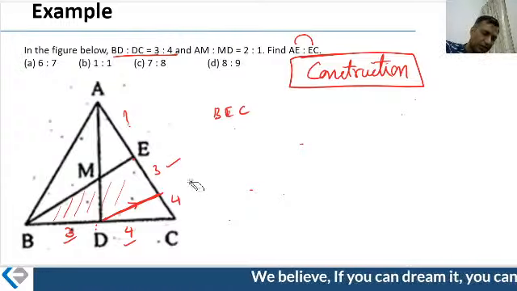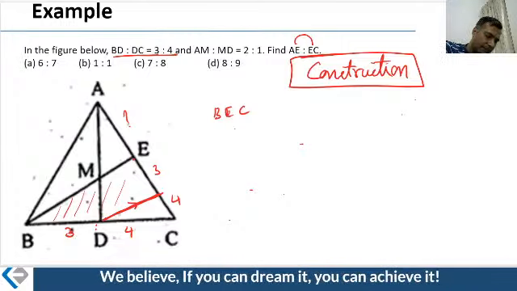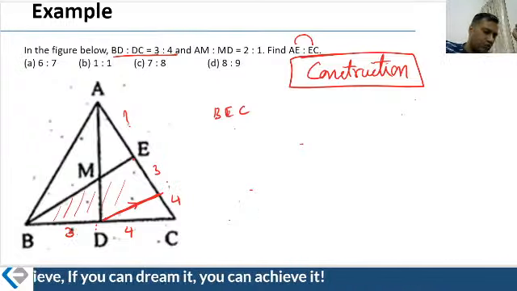The lengths can be different. I'm not claiming that the length will be the same. If this is 3x, this can be 3y. If this is 4x, this can be 4y. I agree with that, that can be different, but the ratio will remain the same. That's my point. Very good, this ratio will remain the same.